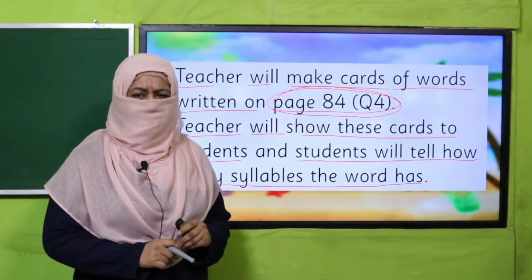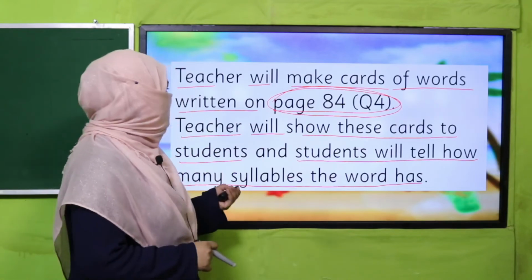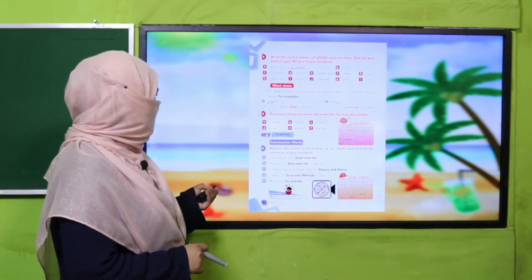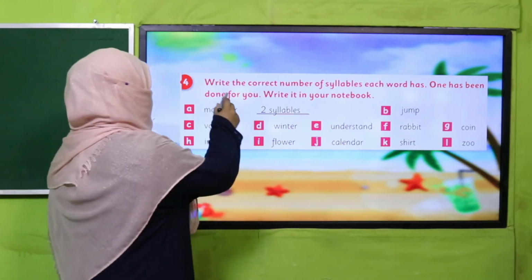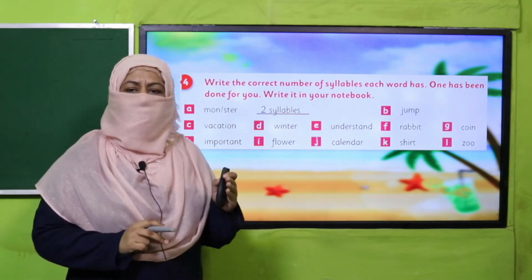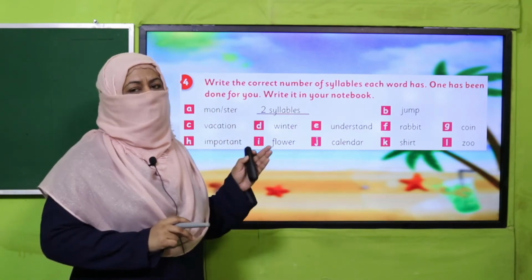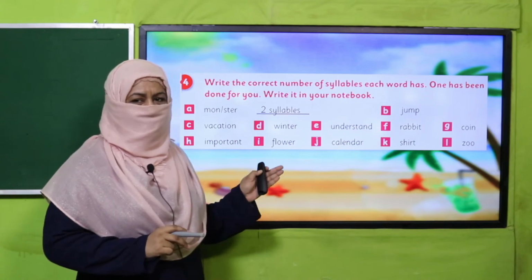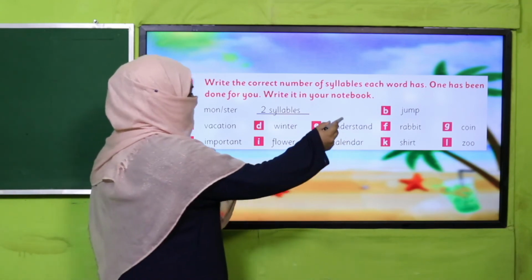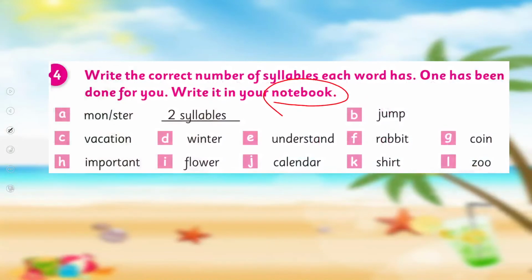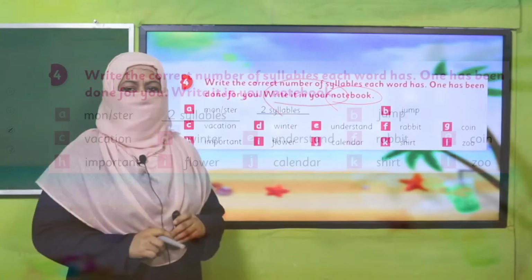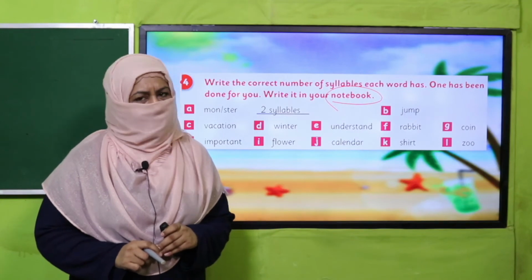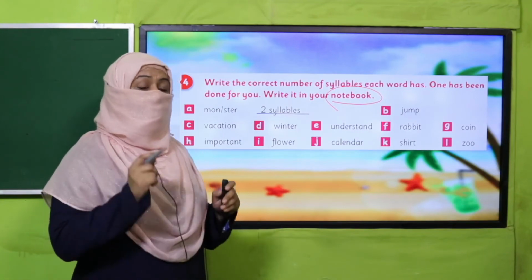Yes, my dear students, are you done with it? Good job. Now it's time to practice from your book. The way you have told the number of syllables to your teacher, now you are going to write for all these words. Okay. So pause the video, complete this task, write these words and the syllables in your notebook and then come back. Yes, my dear students, are you done with it? Good job. Now listen attentively.